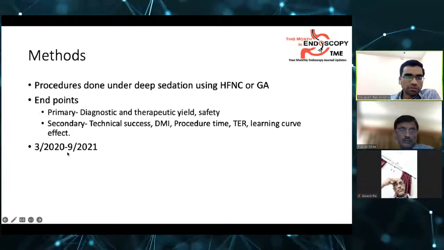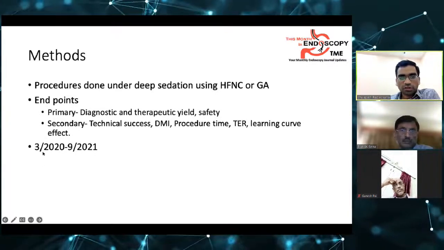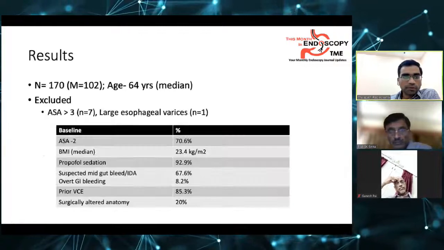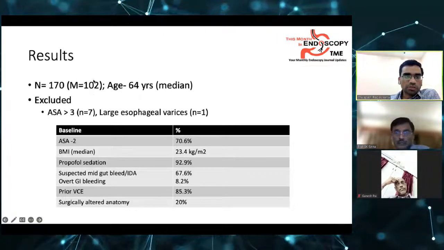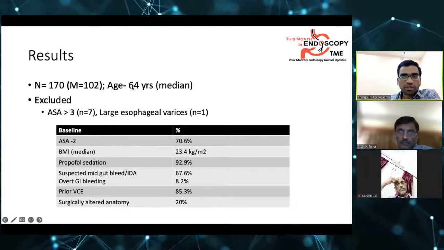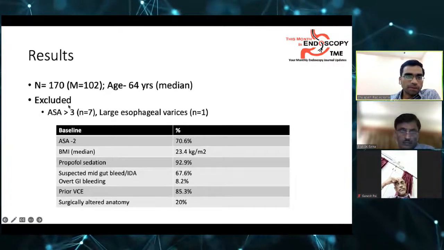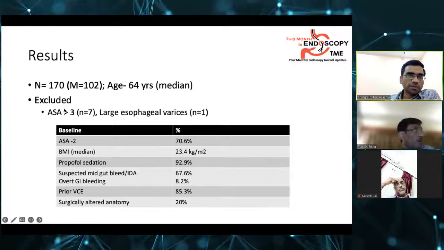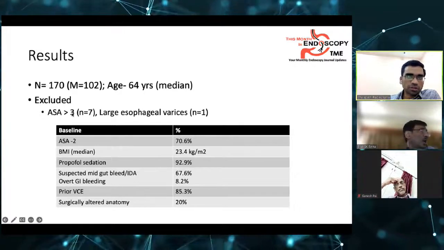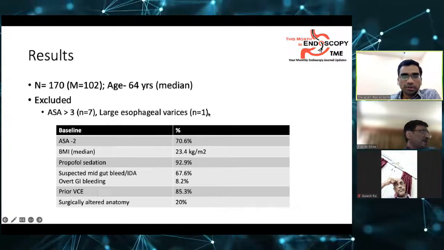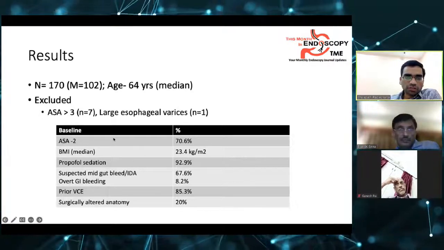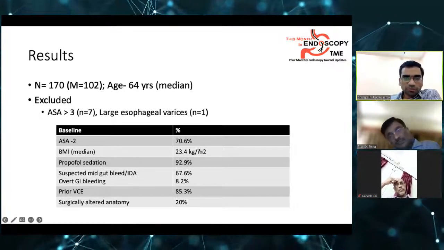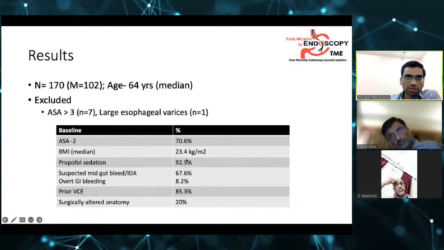The study was carried out between March 2020 and September 2021. A total of 170 patients were included. Males were 102, and median age was 64 years. Seven patients were excluded because their ASA category was more than 3 and they were unfit for the procedure, and one patient had large esophageal varices. The majority of patients, up to 70%, are ASA category 2.